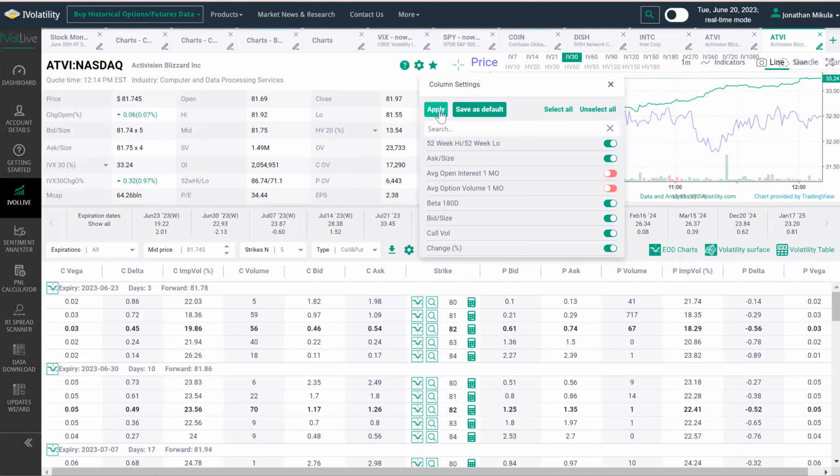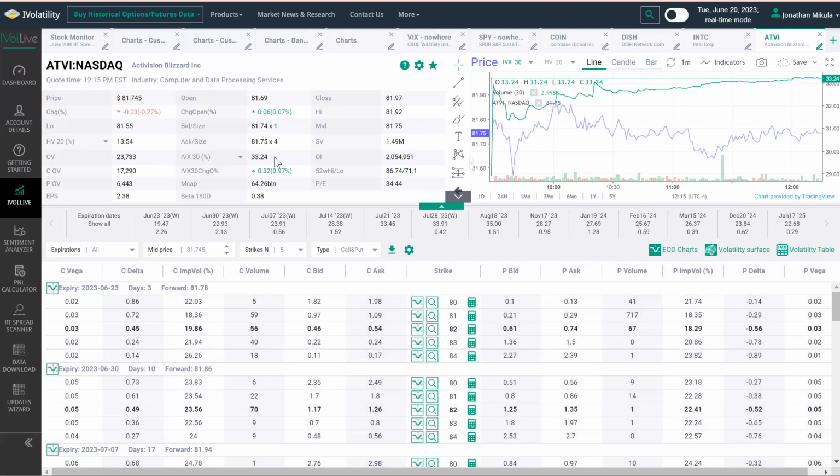But the key thing that really got my attention was this: when I ran that screen in the market this morning, when the market opened at 9:30, this difference between IVX at 33 and historical volatility at 13.54. So there's a big discrepancy there, almost 2x, which is significant because what's going on with Activision is Microsoft has agreed to buy them at 95 a share, and they're only at 81 a share.